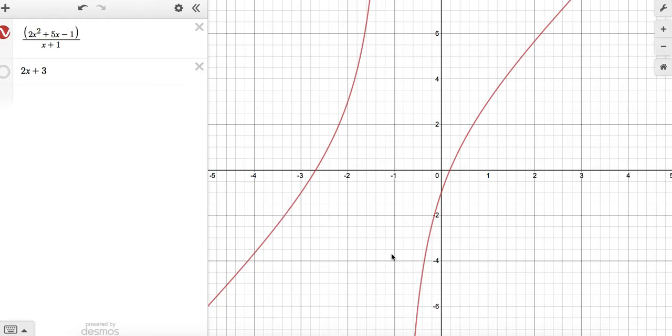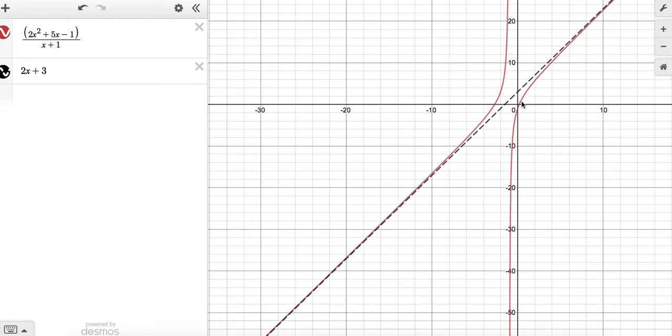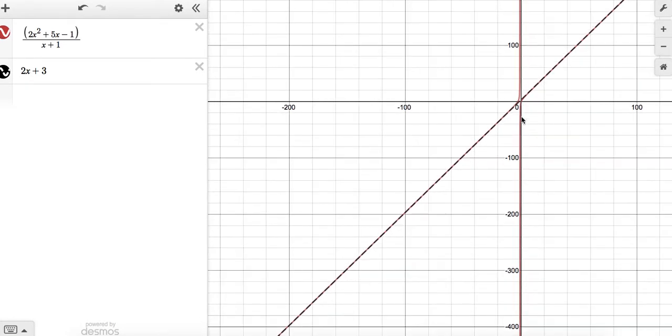It's got a vertical asymptote here. And if I turn on that graph of 2x plus 3, the quotient, notice what happens here. I get this line, the straight line. Now, as I zoom out, notice that this straight line actually starts looking like the graph.